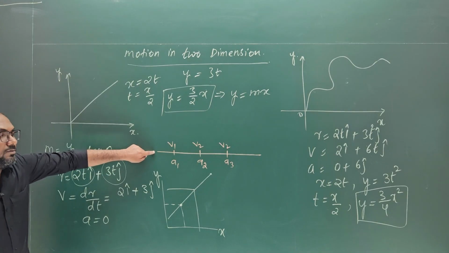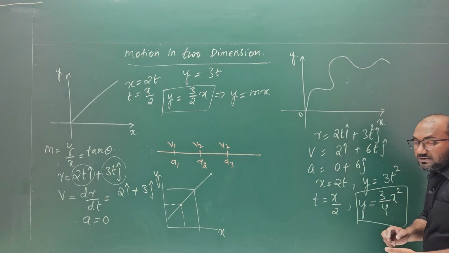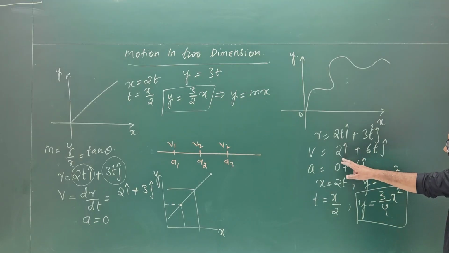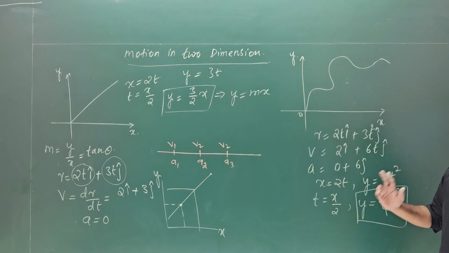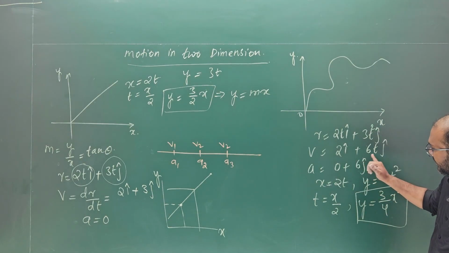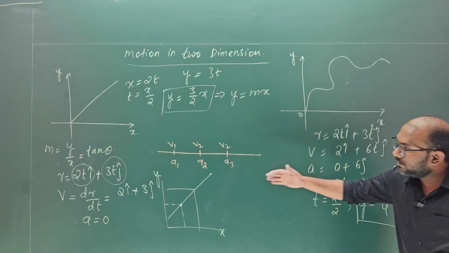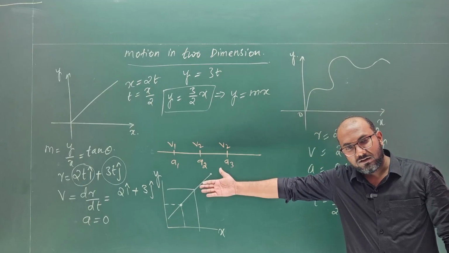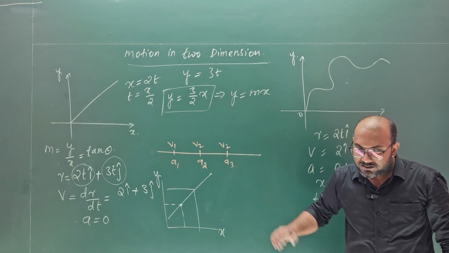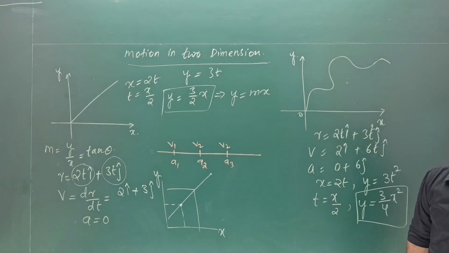Second thing I told you: if a body is moving with variable velocity, dependent on time, either in the x-axis or in the y-axis, then the equation will be a parabola. Got my point? At least one should have time-dependent velocity. Here, x-axis and y-axis both have constant velocity. Acceleration is 0 over there. Over here we got constant acceleration.